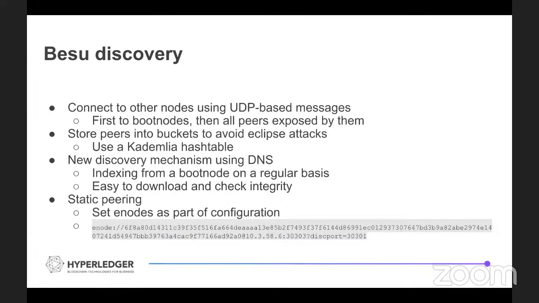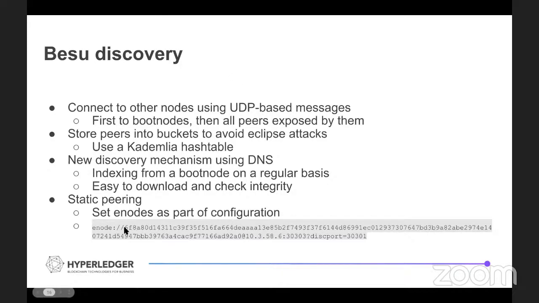If you don't like that, and there's good reason not to like that, especially in some settings when you're working in the enterprise, you may use static peering. In that case, you set in your configuration which peers you want to connect to, and Besu will dutifully try them until the end of times. So here, what's interesting is to look at exactly what that looks like.